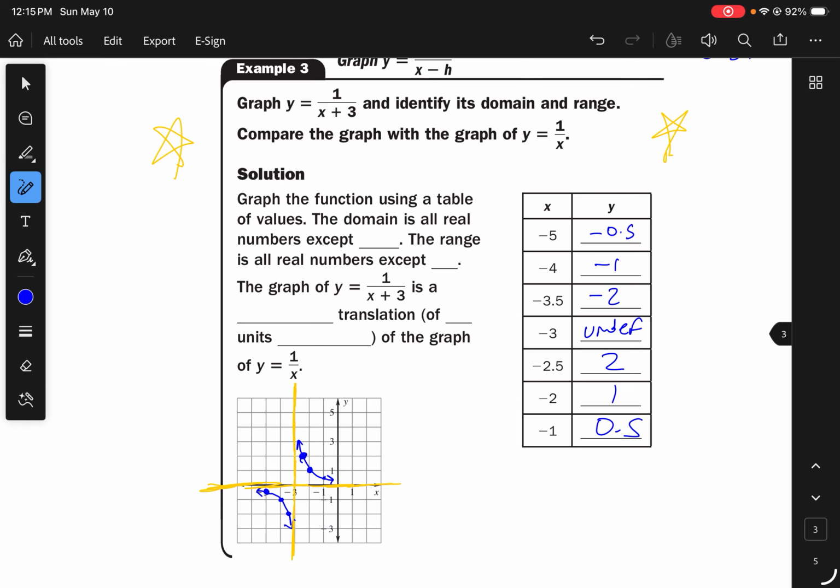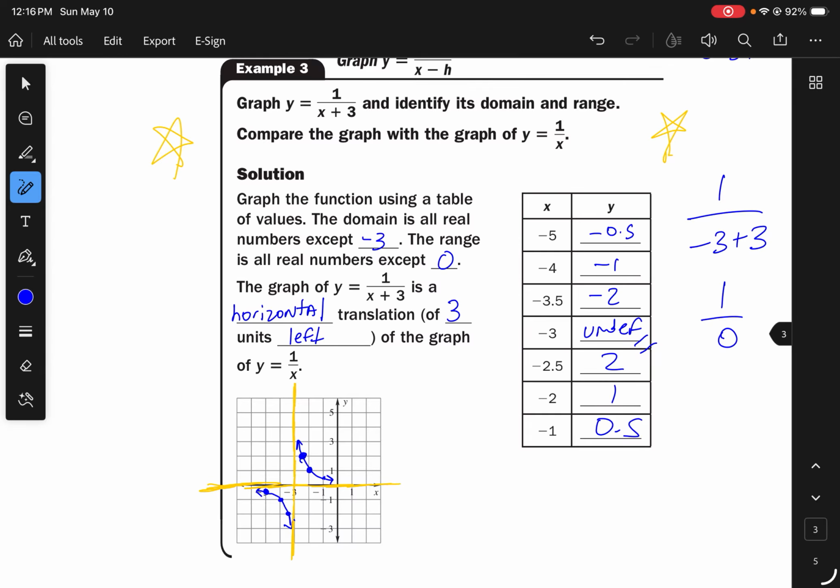So if we're looking at our domain here, it's all values except -3, because when you plug in -3 on the bottom, you get 1 over 0, which gives us that undefined here. As far as our range, it appears that it never quite touches 0. And we actually have a horizontal translation. So this is the first time in our class that we're really introduced to horizontal translations. And this is shifted 3 units to the left. So 1 over x plus 3, if it's being added, it's shifting to the left.